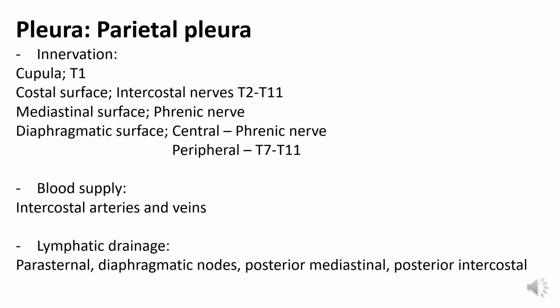You can remember the phrenic nerve by remembering parietal pleura starts with a P, and phrenic nerve also starts with a P. The blood supply of the parietal pleura is the intercostal arteries and veins. The lymphatic drainage includes parasternal, diaphragmatic nodes, posterior mediastinal, and posterior intercostal.